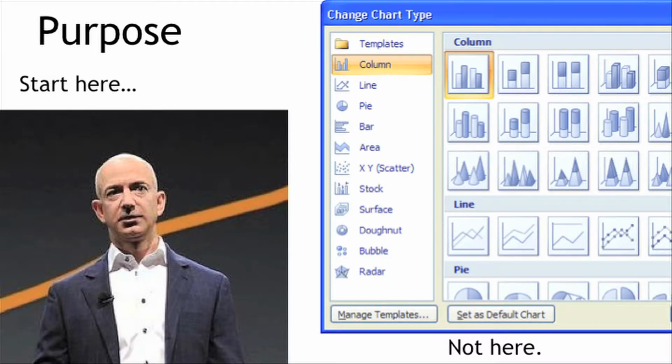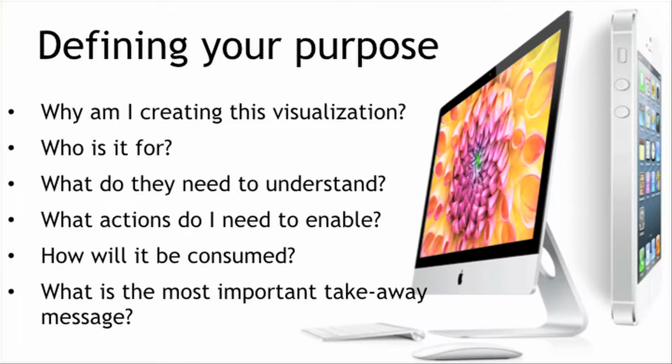Okay. So the purpose. You have to start with your customer. This is Jeff Bezos. He pays my paycheck, so ultimately he's my most important customer. But you have to start with the people that you need to satisfy, the people that you need to make happy, and understand what their needs are. You can't start with the technology. You can't start by just picking some kind of fancy graph type and hope that it works out to communicate effectively what you need. And the purpose has all these facets. Why are you creating the visualization? Who is it for? What do they need to understand? What actions do I need to enable for them?